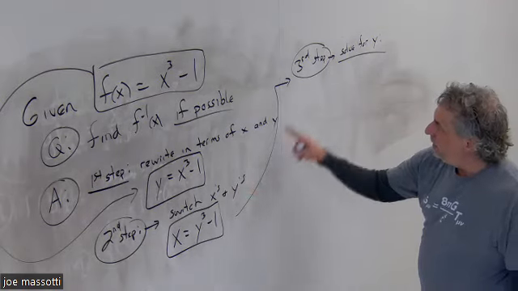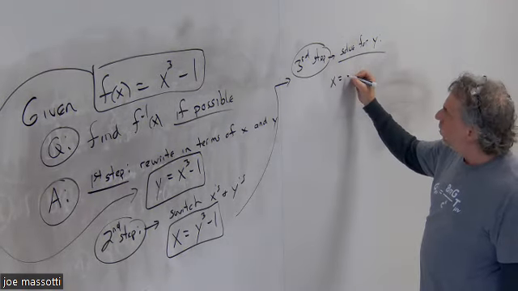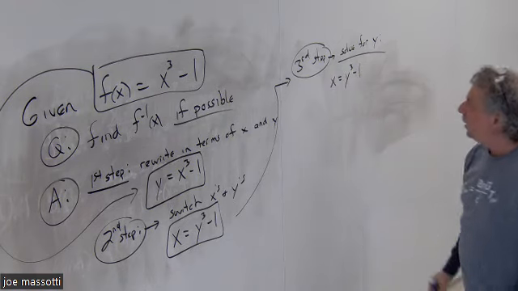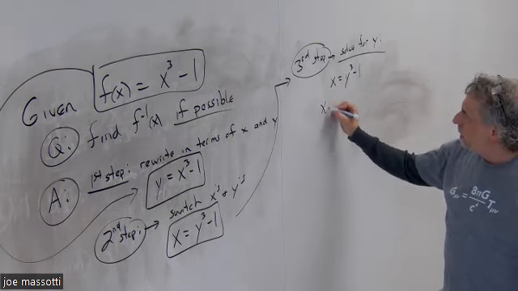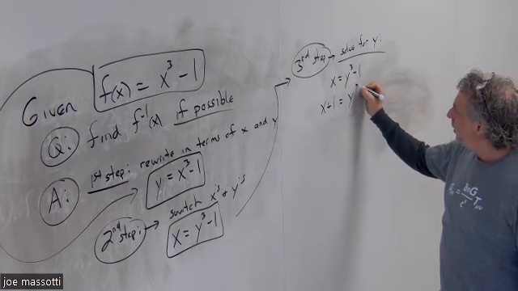So we're going to take this, which we had as x equals y cubed minus 1, and we're just going to solve this for y. So we're going to add 1 to both sides. We know how to solve an equation.